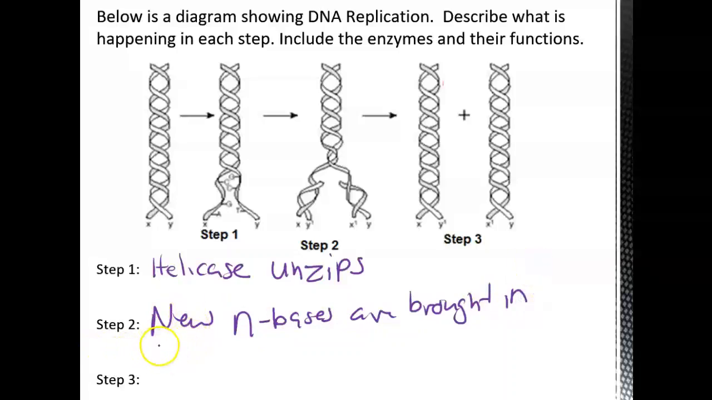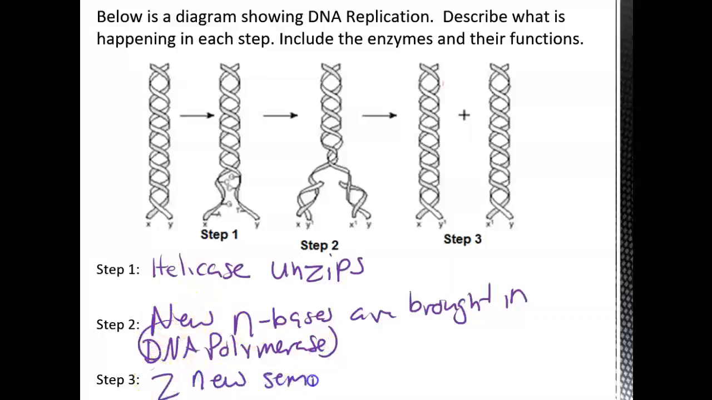And then in step 3, so this would be DNA polymerase doing that. And in step 3, 2 new semi-conservative DNA strands are formed. Okay, so that in a nutshell is the very least you need to be.